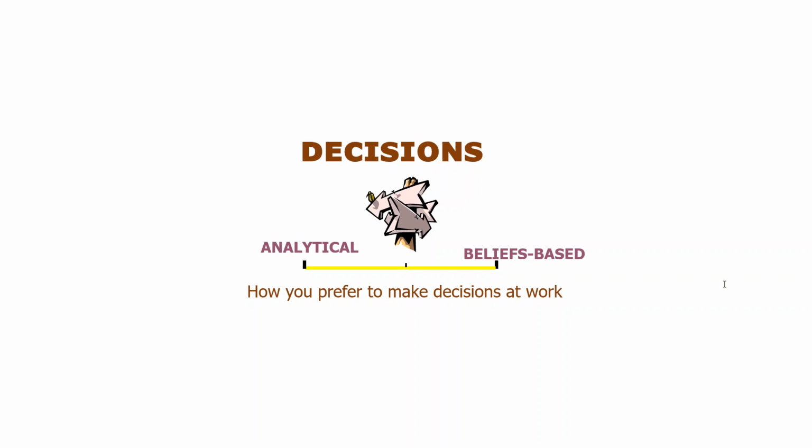Let's talk about decisions. Now, decisions. How do you like to make decisions? So you might make decisions based on analysis, or you might like to make decisions based on a belief system. So people who like to be very analytical will tend to like to use statistics, graphs, charts, and all the rest. And people who are very belief-based will tend to wear their heart on their sleeve and make decisions based on a set of values.